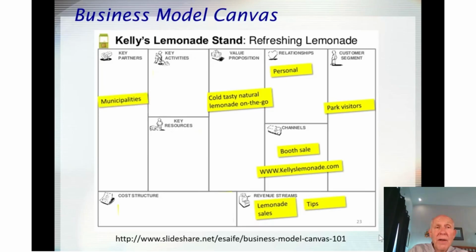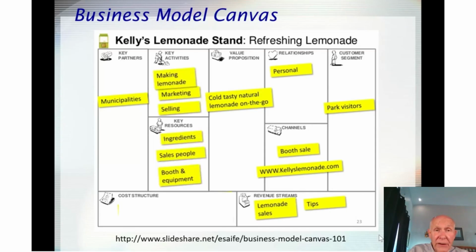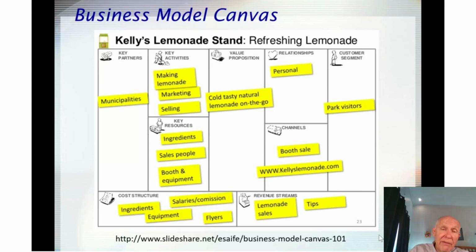I might need to get a permit from a local city to have such a stand. And I've got to make lemonade. I've got to sell it, maybe market it. I need ingredients. I need maybe some salespeople. I need a booth and equipment. And my cost structure is pretty simple. I buy equipment. I buy some ingredients. I pay myself some salary, and maybe we have some advertising flyers. So that's the concept of business model canvas.